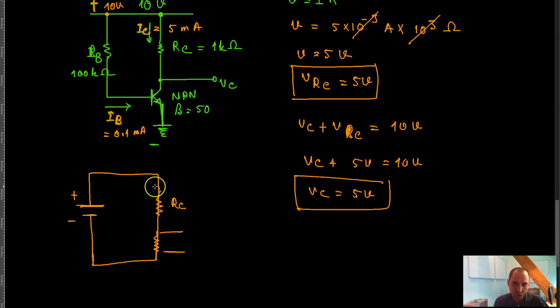And more voltage means more current, of course, because again V is equal to IR. The more voltage that you have, the more current you will have, taking the resistance constant.